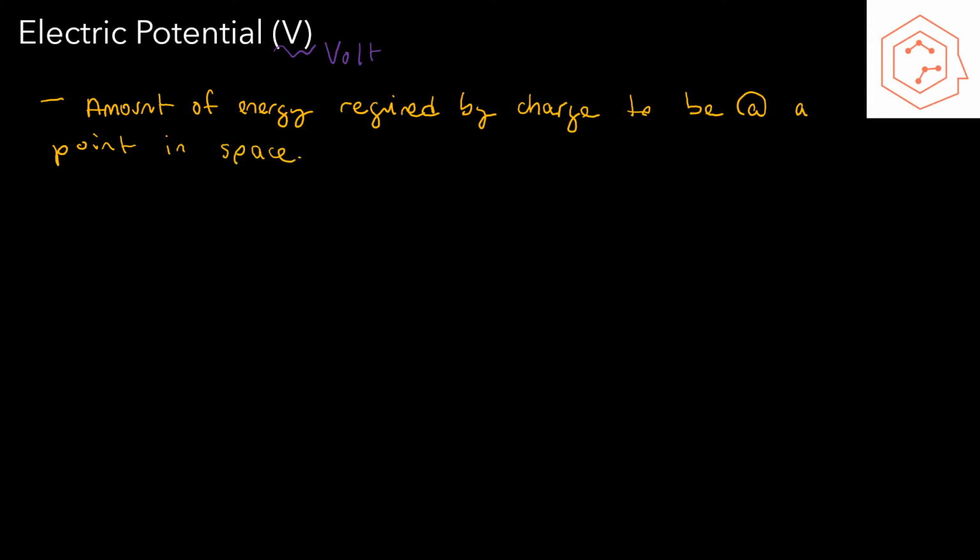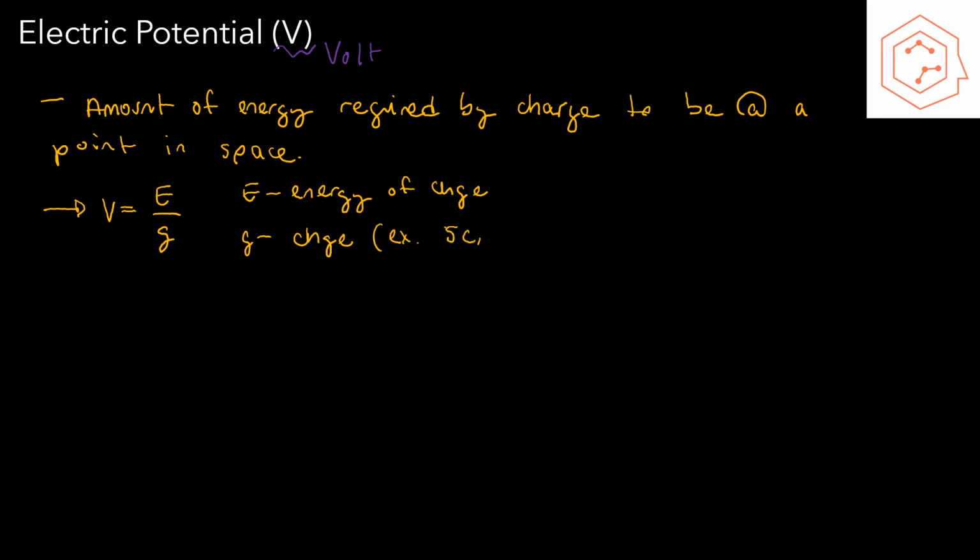And this is given by the formula V equals E divided by Q, where E is the energy of the charge at that point in space, and Q is the charge, along with its sign. So for example, 5 coulombs, or negative 5 coulombs.